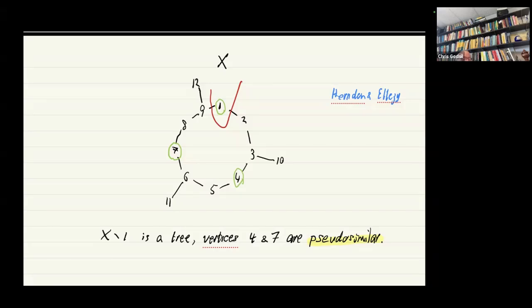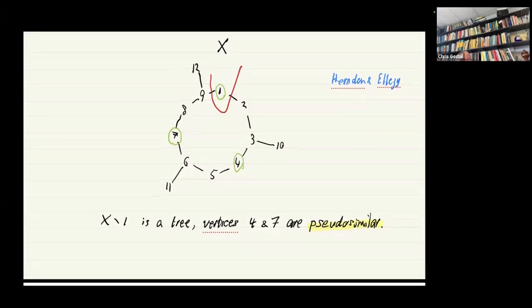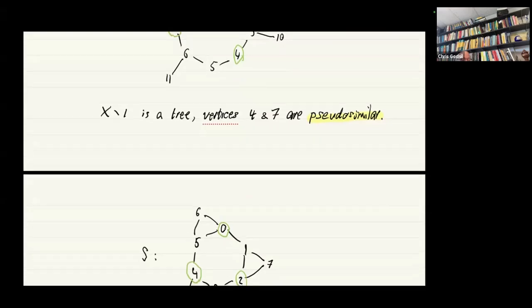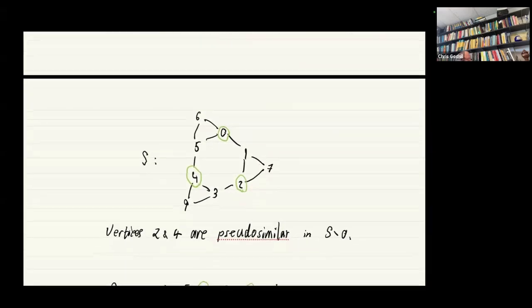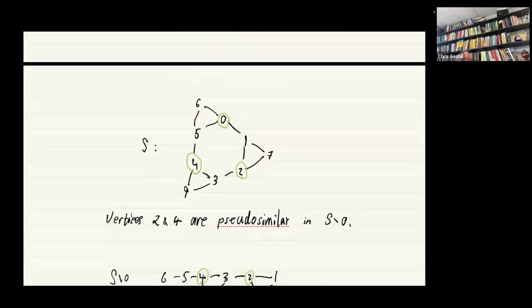And you can prove, in fact, that if you have a graph with a pair of pseudo-similar vertices, then you can always construct the graph using this construction. There might be other ways of doing it, but you can always use this construction. Okay, and I proved that.